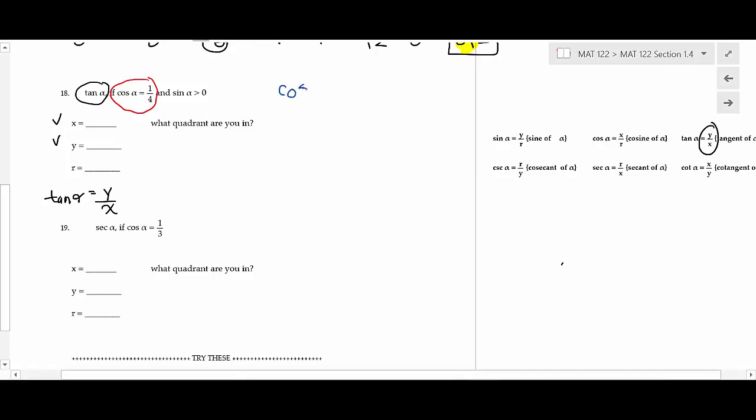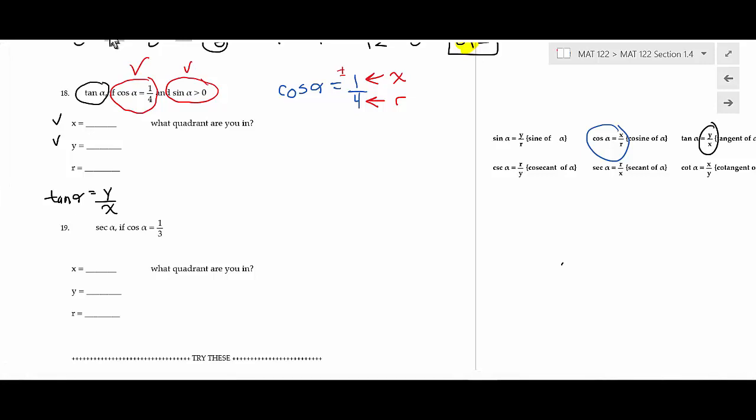So let's write down that we have cosine alpha is 1 over 4. So look at the cosine's definition. The cosine's definition is x over r. So that means we have r is 4 and x may be 1. It could also be -1. So we're not really sure right now if x is plus or minus. And that's where this clue comes in. And you got to put these two things together to figure out what quadrant you're in.